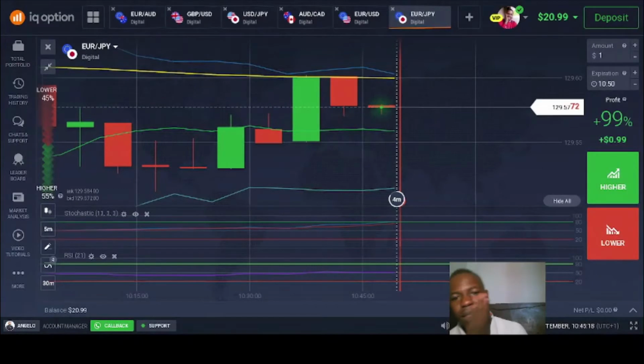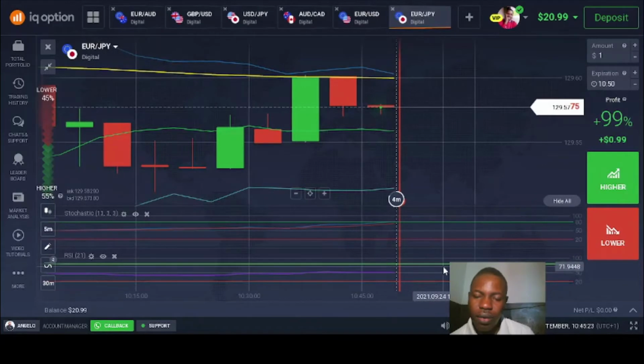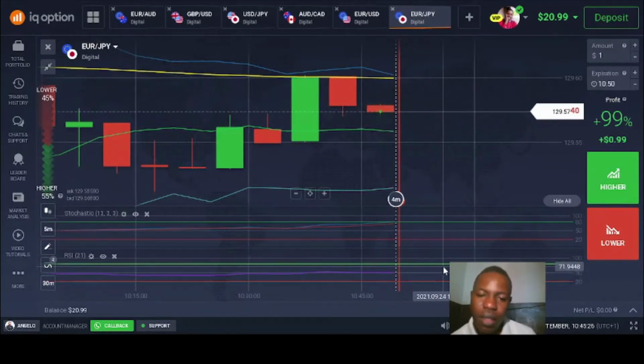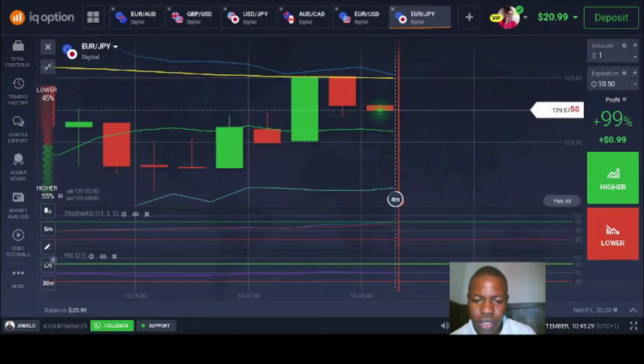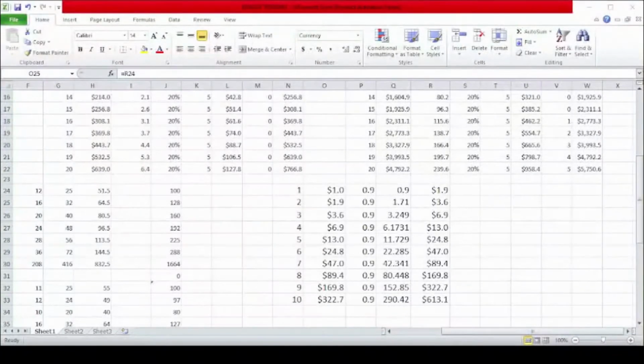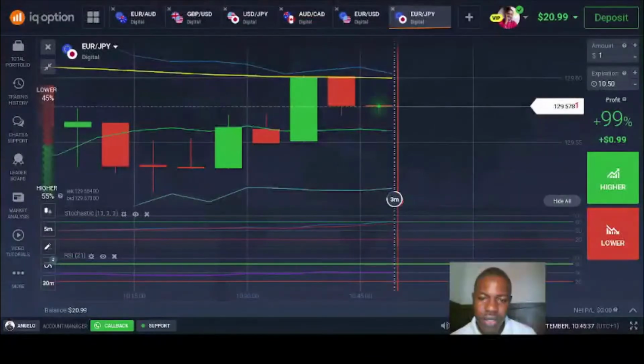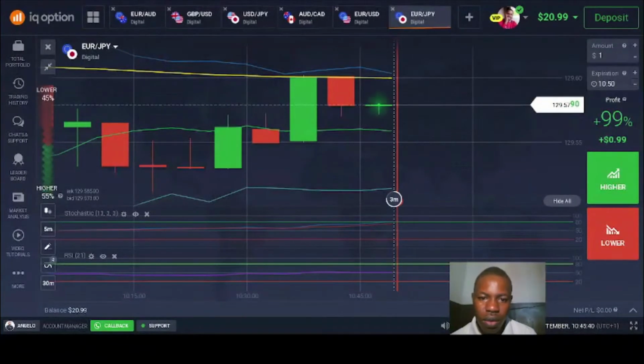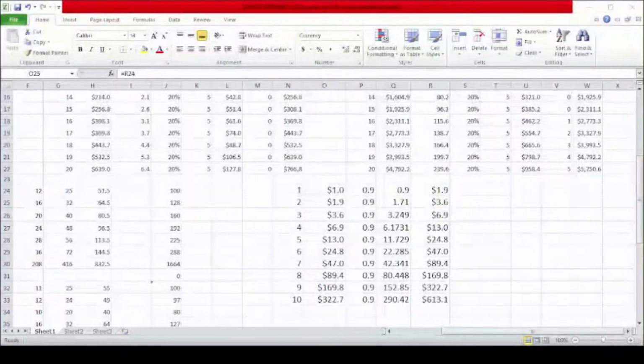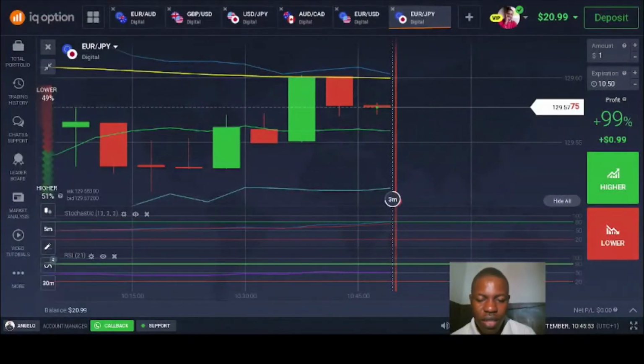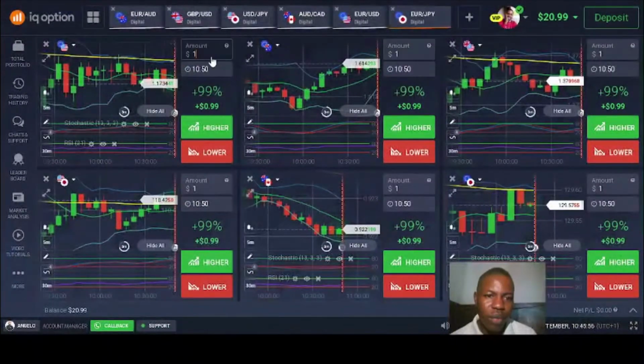Welcome back. There was a network failure. So right now I want to start the second trade. My second trade, according to the Excel sheet, I'm to use 1.9 in my second trade. So right now I will change everything to the second trade. Okay, so that is it. I'll change all the amounts to 1.9.